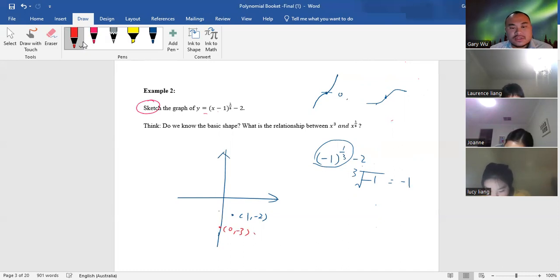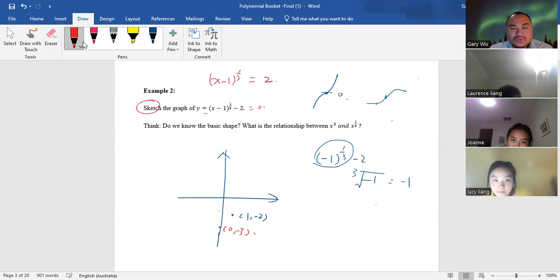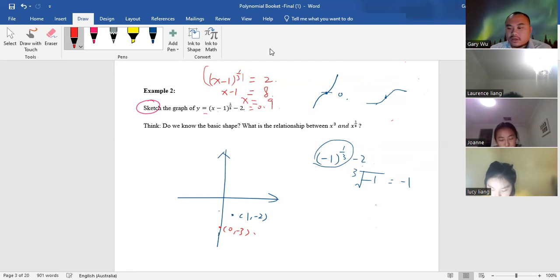All right, and then let's continue to find the x-intercept. The x-intercept is when y is equal to 0. So we move 2 to the right. So x minus 1 equal to 2. And therefore, x minus 1 equal to what, Joanne? 8. 8, that's right. Both sides, we cube it, right? We cube both the left side and right side. Therefore, x equal to 9. So x equal to 9, it would be here maybe. So that would be (9, 0).